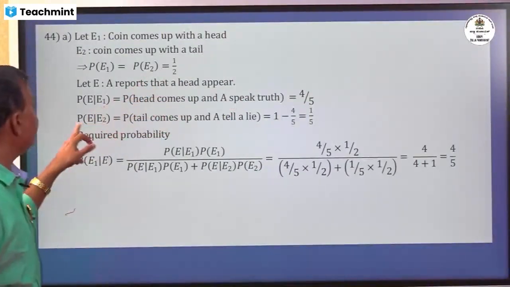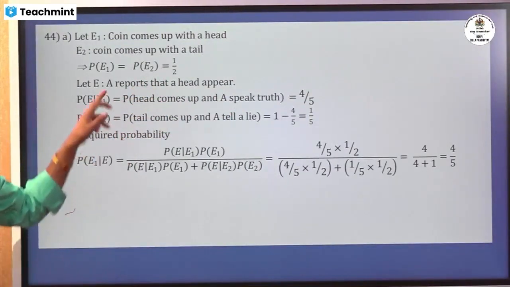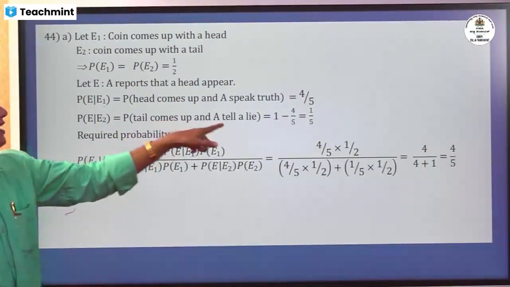4/5. What is E given E2? Probability that tail comes up but A tells a lie.